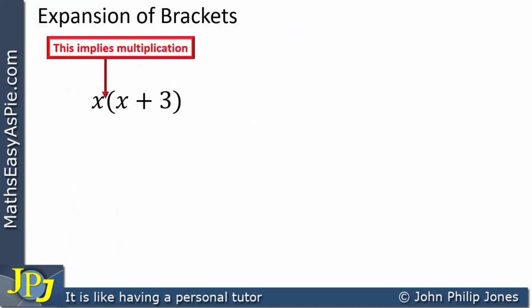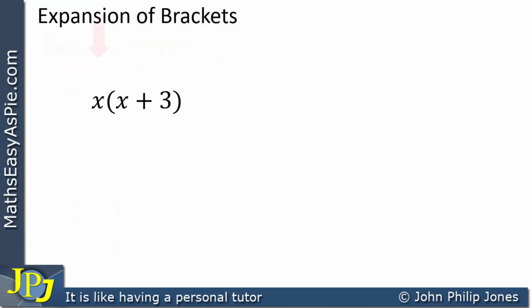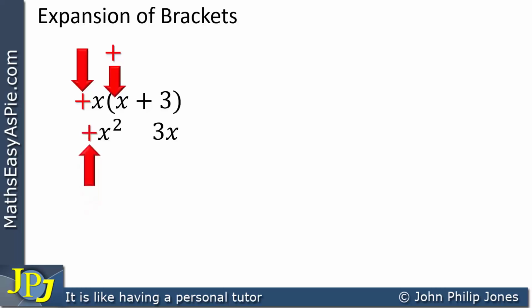There's no sign here which implies multiplication. This x will multiply this x, and that will give x squared. This x will then multiply this 3, and that will give 3x. There's no sign here which implies it's positive. There's no sign here which implies it's positive. And a positive times a positive will give a positive.